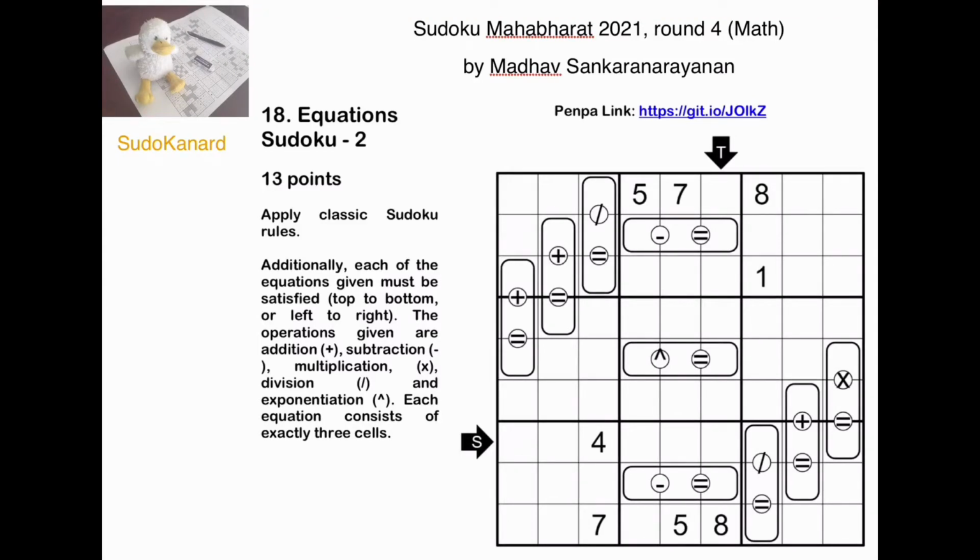Here is a puzzle by MadMahogany, whose real name is written here. It's called Equation Sudoku, and it was featured in round 4 of Sudoku Mahabharat. It was a math round, and you can see operations here: a division, an addition, a subtraction, an exponentiation, and a multiplication. And all we have to do is satisfy those relations.